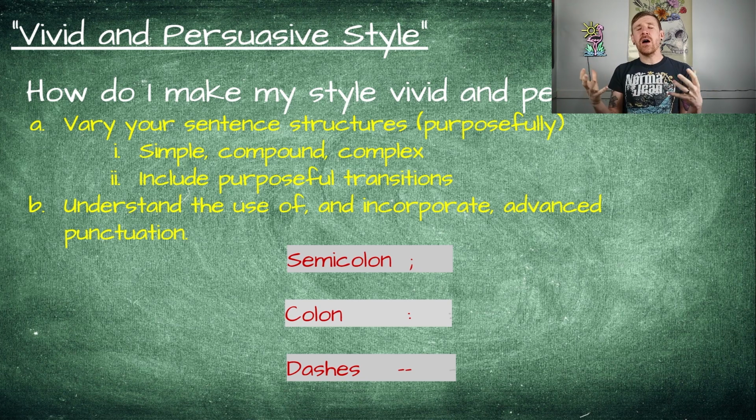Another way that you can build your persuasive style or make it more vivid is to actually understand and incorporate advanced punctuation. Use semicolons, colons, and dashes correctly. Now, if you know how to use these, excellent, good for you. If you don't, go look it up. You do not want to use these incorrectly because when you use them well, you look brilliant. But when you use them incorrectly, you look dumb.